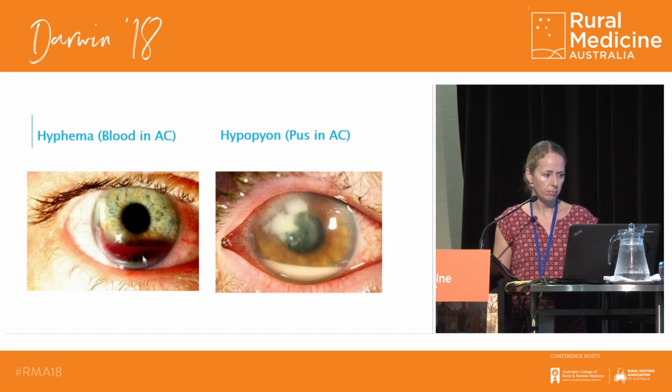So hyphema is a very different thing to a subconjunctival hemorrhage, which would never go across the cornea. So subconjunctival hemorrhage is always covering the sclera. It's under the conjunctiva, but it doesn't go into the AC or cover the pupil at all. And then on the left-hand side, you have a hypopyon, which again is pus in the AC, and you can see clearly what the cause is in this case as well. They've got an infected keratitis at the top of the cornea there.